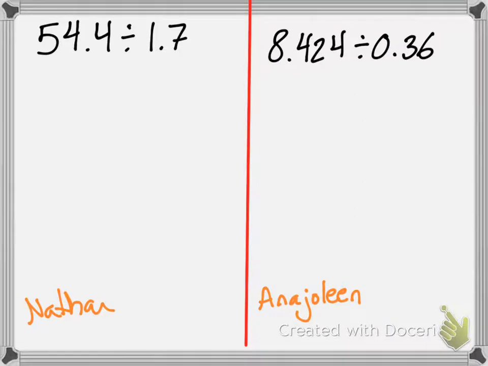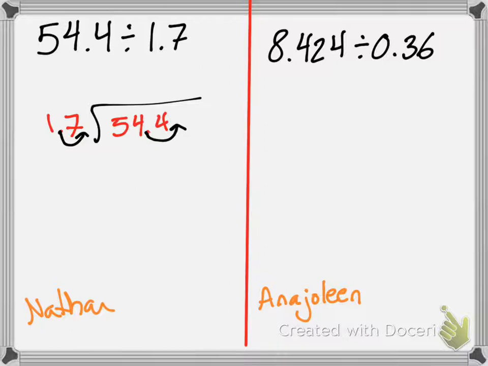Nathan, let's do this one. Which number goes inside the house, Nathan? 54 and 4/10. I love the academic way. 54 4/10, so 1 7/10 is outside. What do I have to do now, Nathan? Nice. I like how he said it. Move the 1 7/10 to the right once and do the same to the 54 4/10.